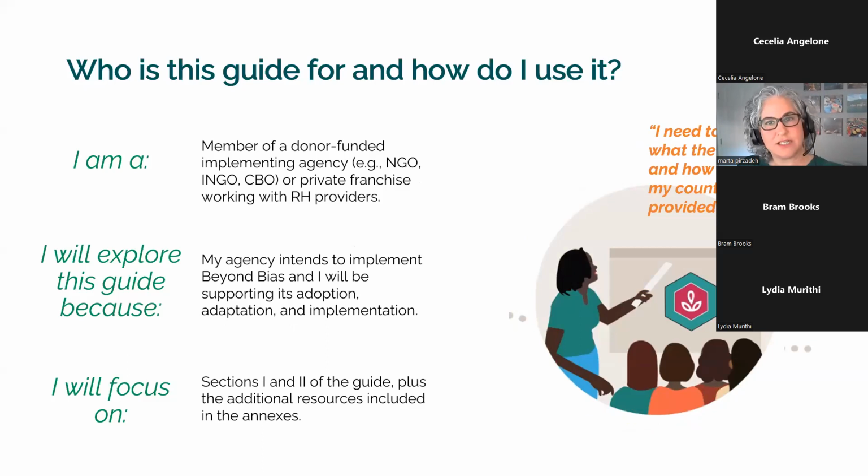And finally, if you are a member of a donor-funded implementing agency, whether it's an NGO, an INGO, a community-based organization, or even a private franchise working with reproductive health providers, you will likely need to better understand what the approach is and how to roll it out in your country or setting using donor-provided resources. So you'll want to focus on both section 1 and section 2 of the guide, while also considering the additional resources in the annexes. Reflecting on your situation and considering why you are interested in the Beyond Bias model will help you make decisions of where to start.